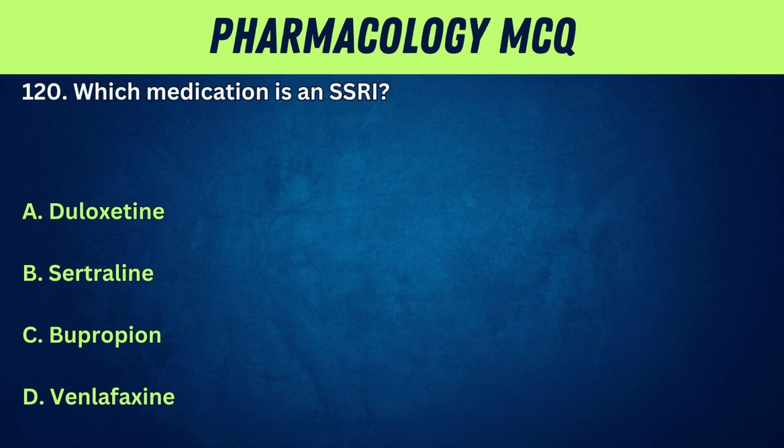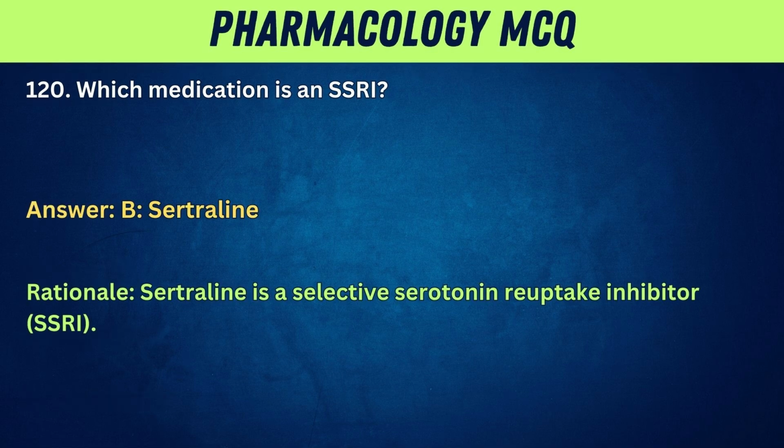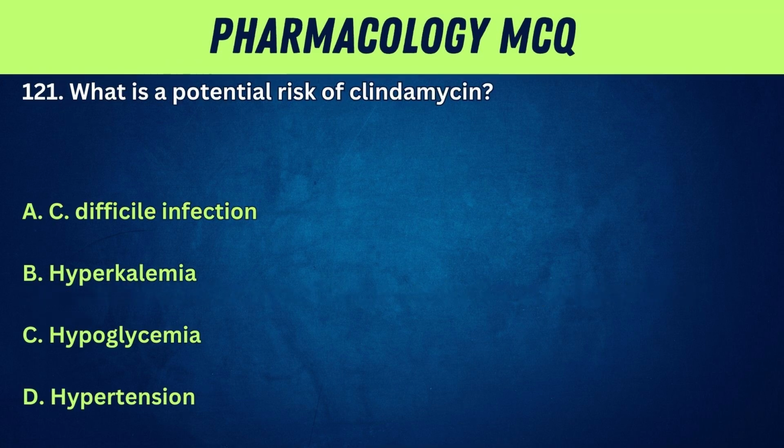120. Which medication is an SSRI? A. Atropine. B. Sertraline. C. Bupropion. D. Venlafaxine. Answer: B. Sertraline. Rationale: Sertraline is a selective serotonin reuptake inhibitor, SSRI.